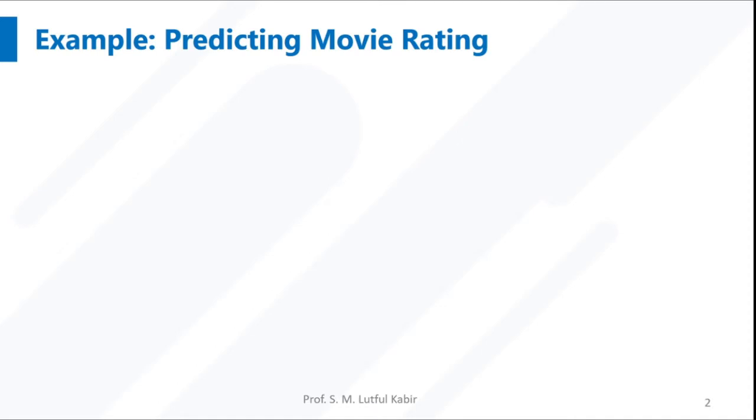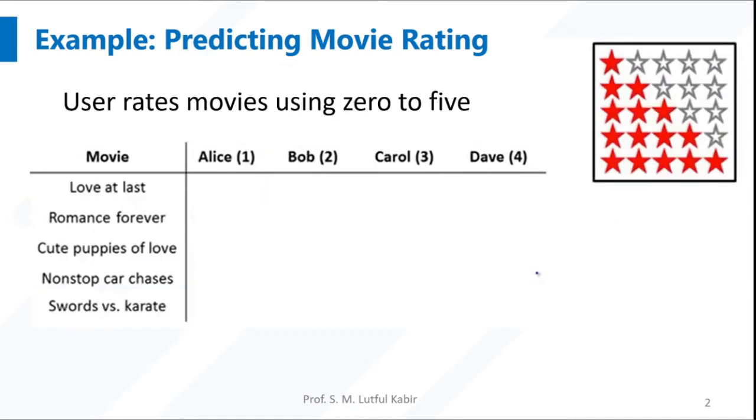Let us take an example: predicting movie rating. Let us say in a movie site, there are 5 movies: Love at Last, Romance Forever, Cute Puppies of Love, Non-Stop Car Chases, Swords versus Carrot. And let us assume that there are 4 users: Alice, Bob, Carol, Dave, and they have been requested to rate the movie from 0 to 5. Although the star is from 1 to 5, they can put 0 if they don't like a movie.